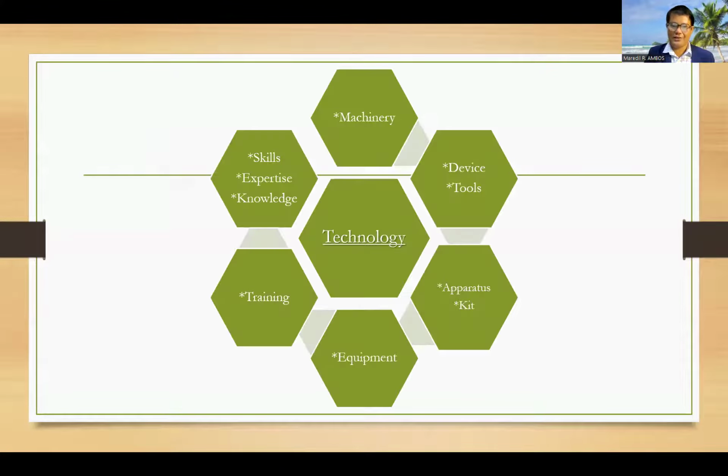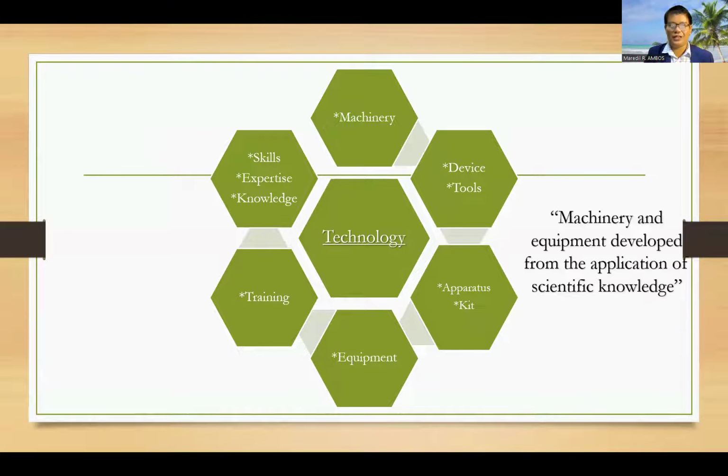Let's discuss the word technology. When we say technology, it involves the following words. We have machinery, the device, the tools, the apparatus that we're using, the kit and the equipment. So when we say technology, it is machinery and equipment developed from the application of scientific knowledge.